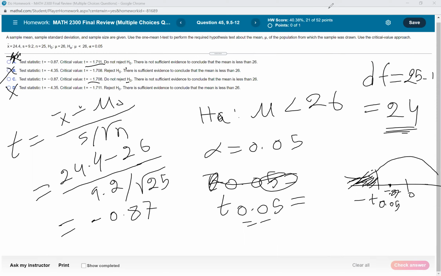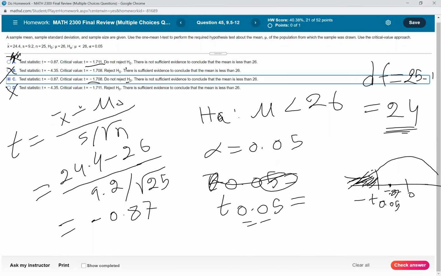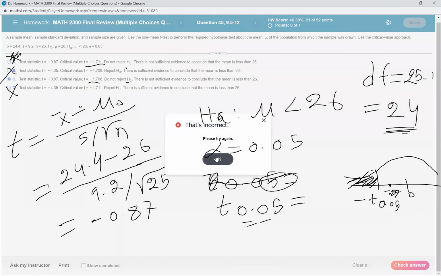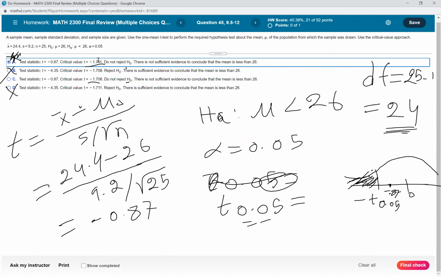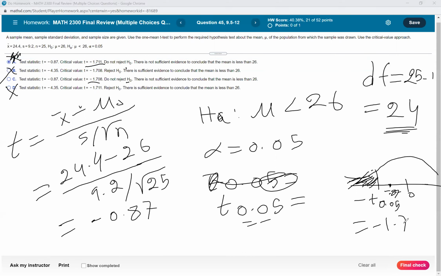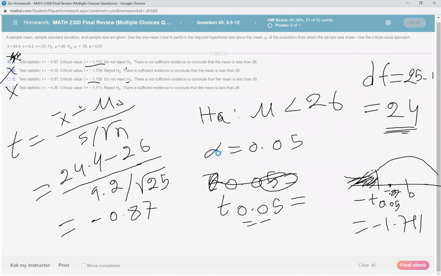I do not know which one is the correct. Let me check. Maybe this one. No, this is not correct. So the critical value is negative 1.711. You will get this one from the t table. Yeah, this is correct.